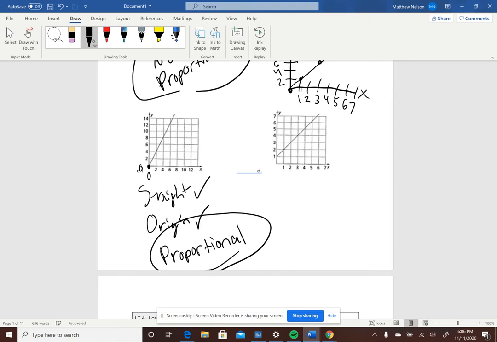And now we have to look at part D. Starting off, is this a straight line? Is it linear? Yes. Does it pass through the origin?